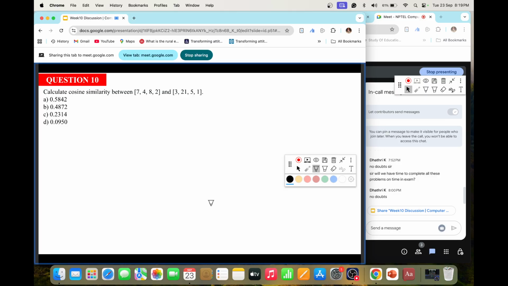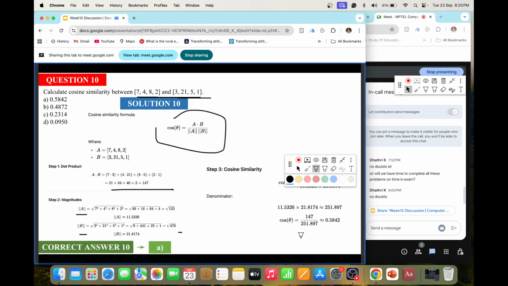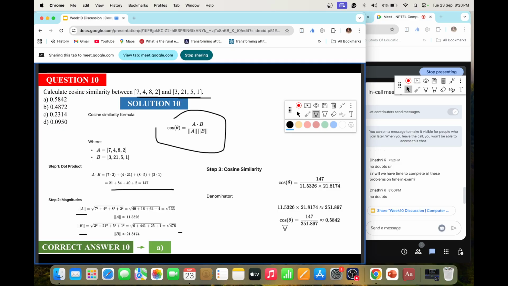Calculate the cosine similarity. Again, it is a cosine similarity between 7482 and 32151. So it is very easy. Cosine similarity, you know the formula: A dot B, that is the dot product of these two, divided by the magnitude of this into the magnitude of this. So just do the dot product in the first step, then calculate the magnitudes, and then get the answer. So your cos theta is coming 0.5842, so option A is the right answer.